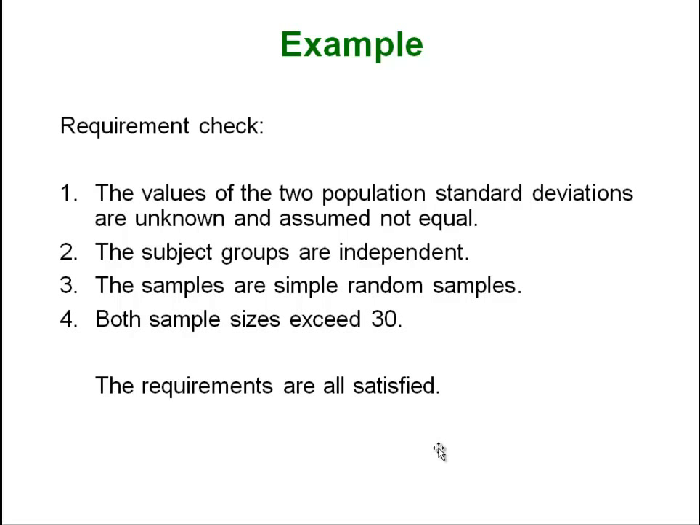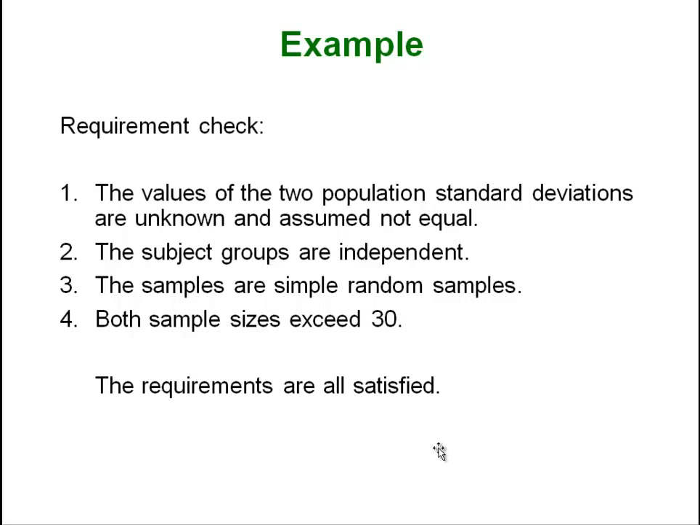equal because we have no idea what the population standard deviation of people trying to find out creative uses for a brick would be in either group. The two subject groups are independent because we just randomly put people in the two groups and there's no relationship between them. It's not like we took twins and then split them. The samples are simple random, right, because we randomly assign them.